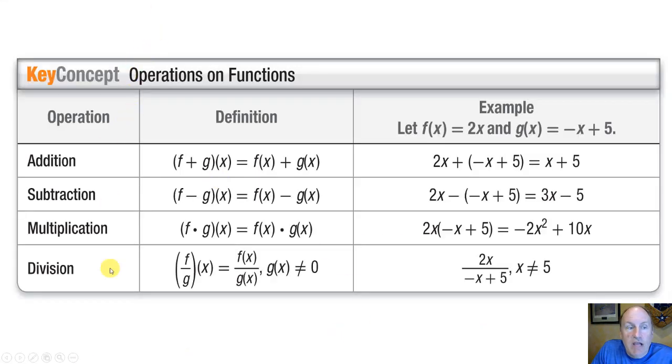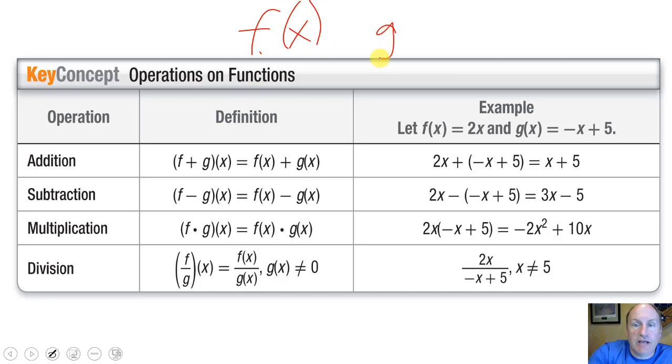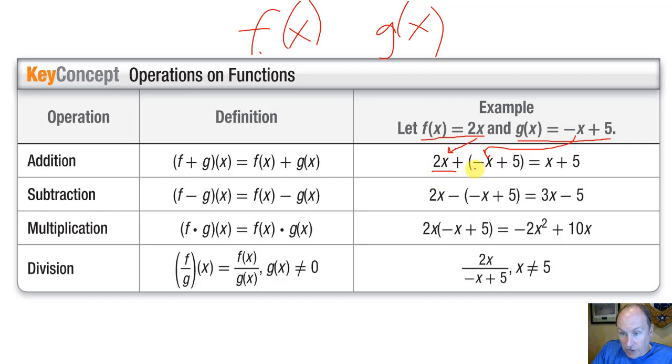So let's begin with a summary of how operations on functions work from an addition, subtraction, multiplication, and division standpoint. If we're adding two functions, let's call those functions f of x and g of x, then f plus g of x, the combined function, is equal to f of x plus g of x. For example, let f of x be 2x and g of x be negative x plus 5. In that case, f plus g of x is equal to f of x, which is 2x, plus g of x, which is negative x plus 5. When we combine like terms, I get 2x plus negative x, or just x, plus 5. So that would be f plus g of x.